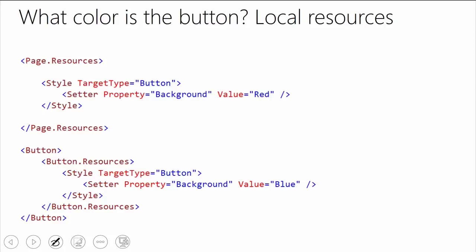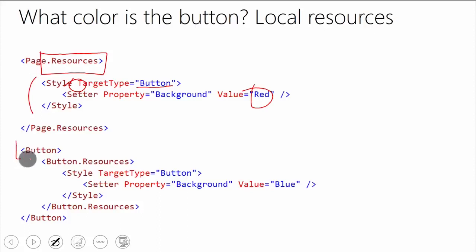All right, let's try the next question. What color would it be? Let's talk about local resources. Now this is very interesting. I am in the resources property of a page, and it has resources because it's a control. We know that value is actually a resource dictionary into which you would put resources. That's the reason we can put this style here. We have put an implicit style that targets a button and sets its background to red. Perfect. We've done that in a lot of questions so far.